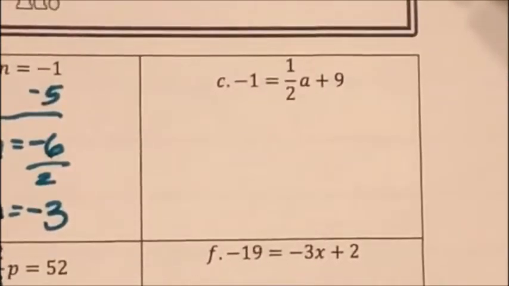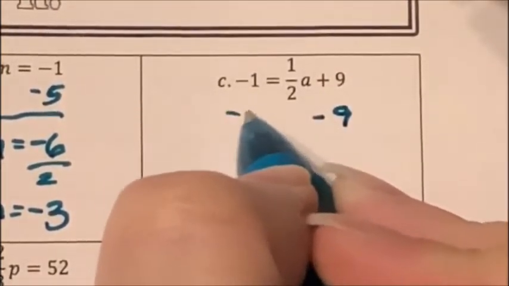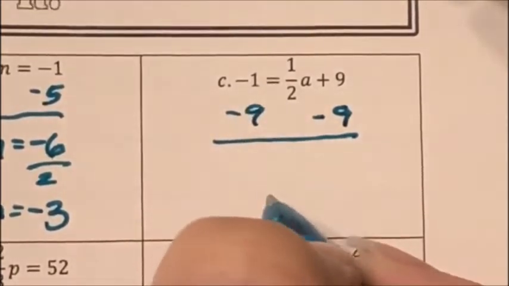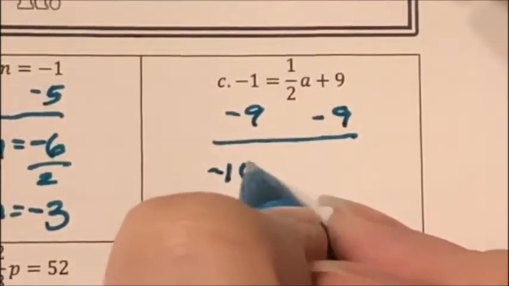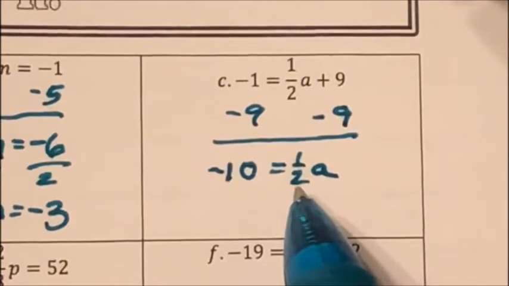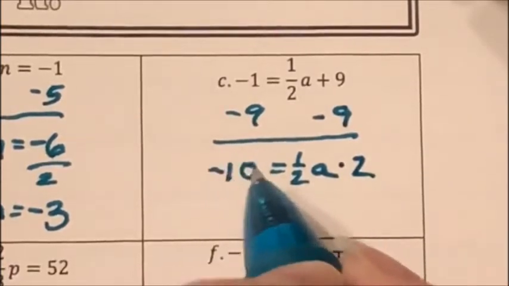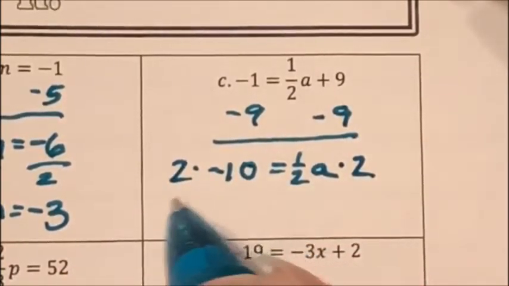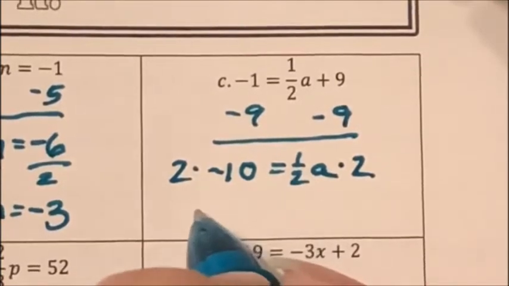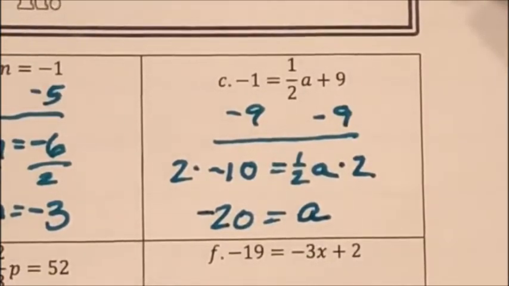For letter C, I have negative 1 equals 1/2 A plus 9. So I want to subtract 9 from both sides. Negative 1 minus 9 gives me negative 10 equals 1/2 A. It's a fraction, so I want to multiply by its multiplicative inverse, which is 2. So I'm going to multiply both sides by 2. 2 times negative 10 gives me negative 20, and this equals A. So negative 20 equals A, or A equals negative 20.